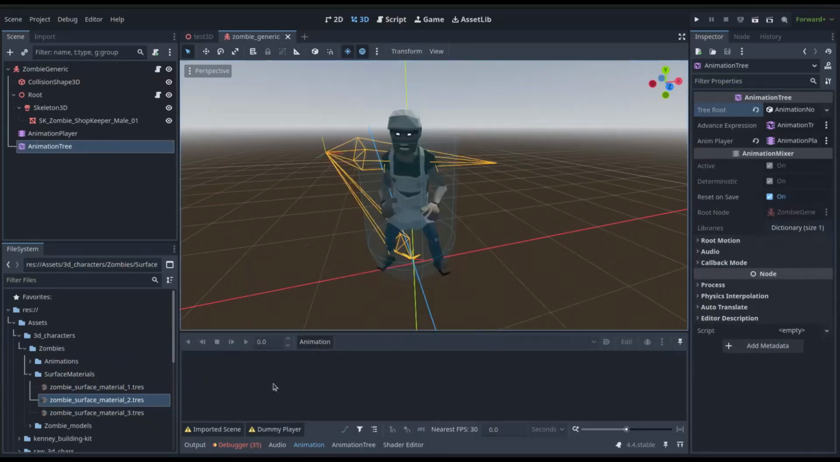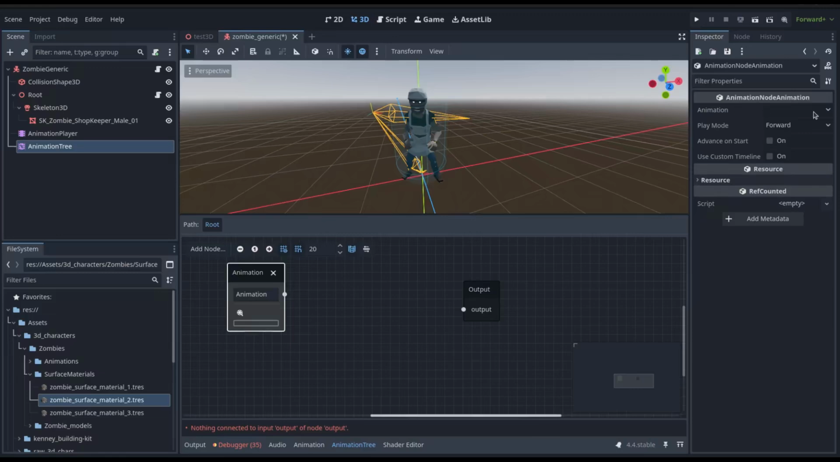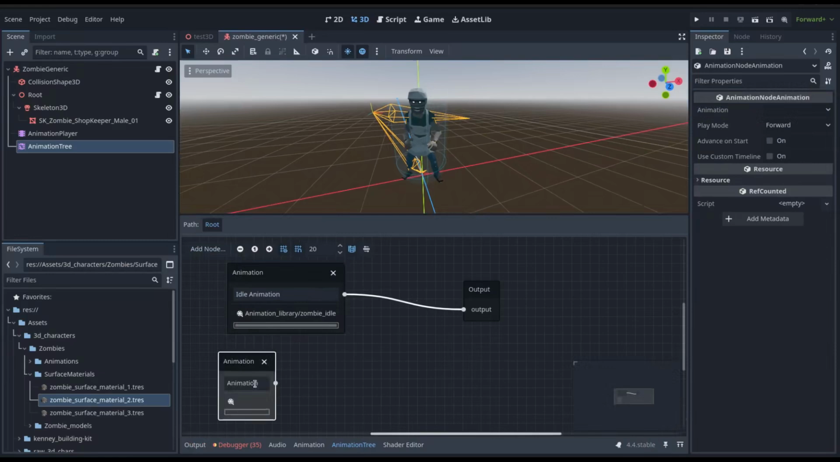Everything was by the book. If the character moves, play the walk animation. If it stops, switch back to the idle. Use Blend 2 to smooth the transition and it should work perfectly, right?